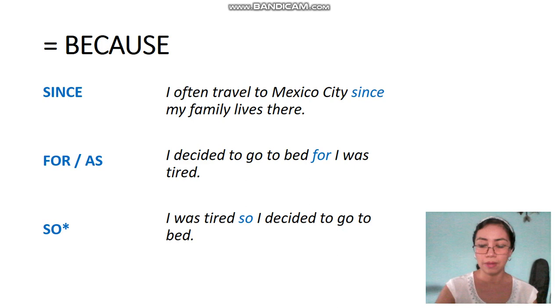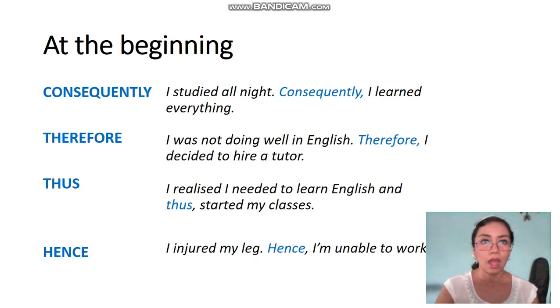Let's go with the next one. These connectors are a little bit different. First of all, they go at the beginning of the sentence of result. Okay? Not the cause, not the reason, but the result. And most of the time, they need to be divided with a period or a semicolon from the cause.